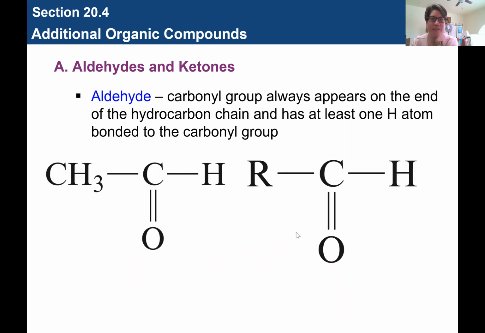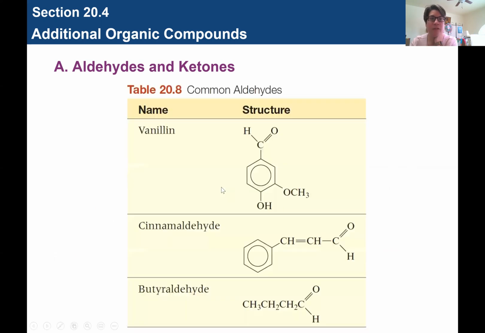So there is an aldehyde. It has an H here instead of another carbon. That's what makes it different from a ketone. Here are some examples. These are cool. This is an aldehyde right here, and it's also an alcohol, and it's an ether here.